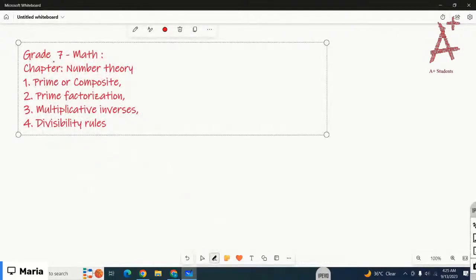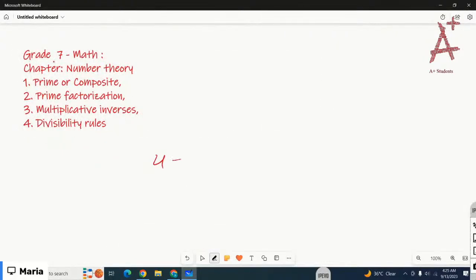Okay, divide 4 by the smallest prime number, right? So the smallest prime number that can divide 4 is 2. 4 divided by 2 is 2. Divide again until you get the answer 1. 2 divided by the smallest prime number, you get the answer 1, right? So these are the two prime factors of 4, that is 2 times 2, right?